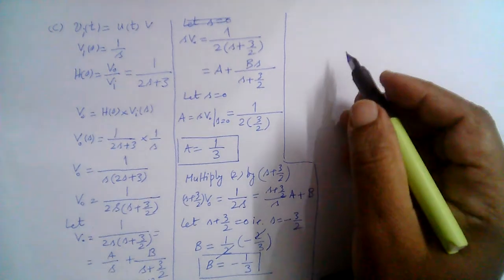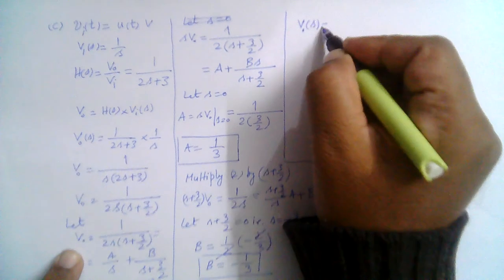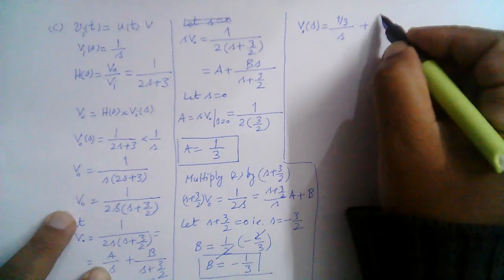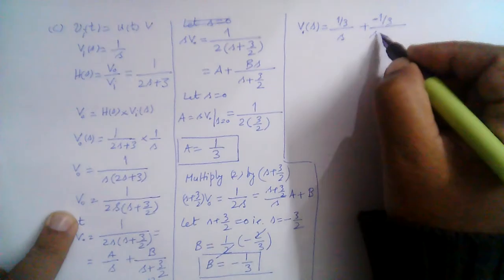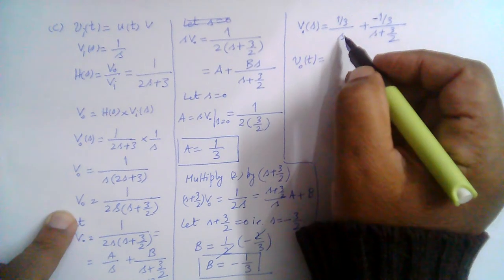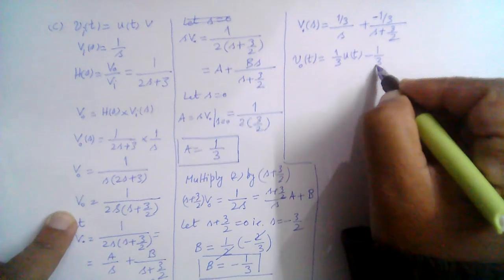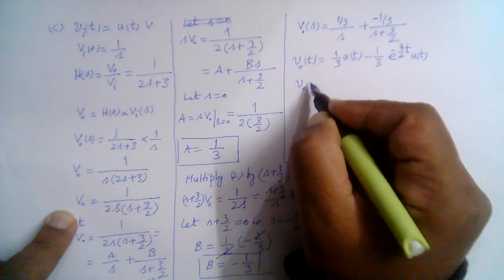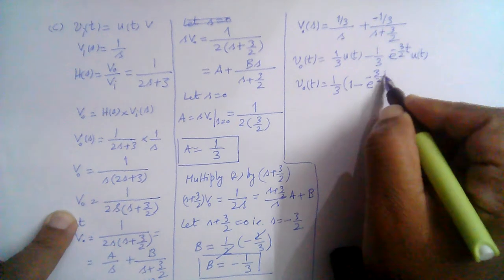We substitute A and B here now, so V0 of s is equal to 1 over 3 over s minus 1 over 3, B is minus 1 over 3, over s plus 3 over 2. So V0 of t in that case, 1 over s is the Laplace transform of u of t. So this is 1 over 3 u of t, and this is minus 1 over 3 e raised to the power minus 3 over 2 t u of t. So V0 of t is equal to 1 over 3 into 1 minus e raised to the power minus 3 over 2 t, u of t.